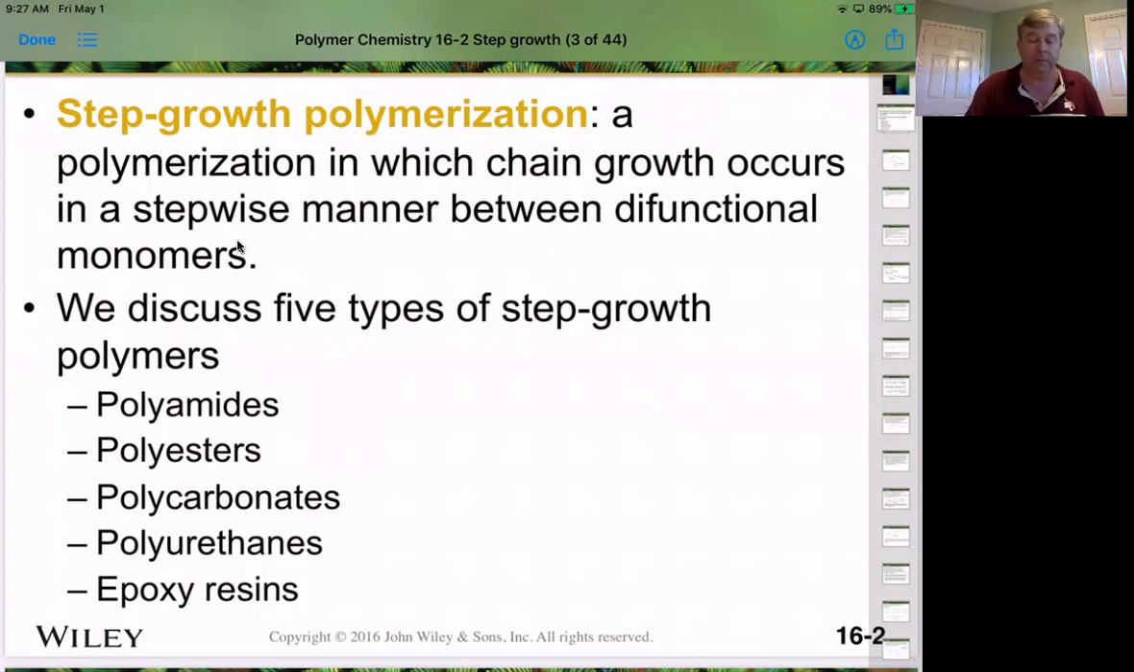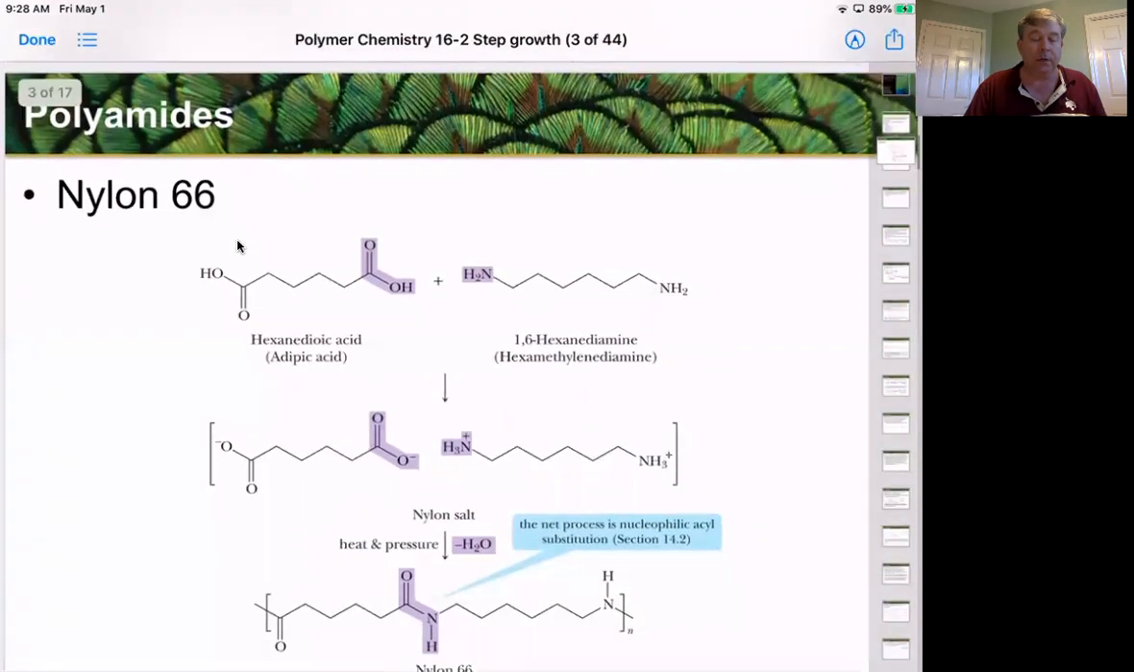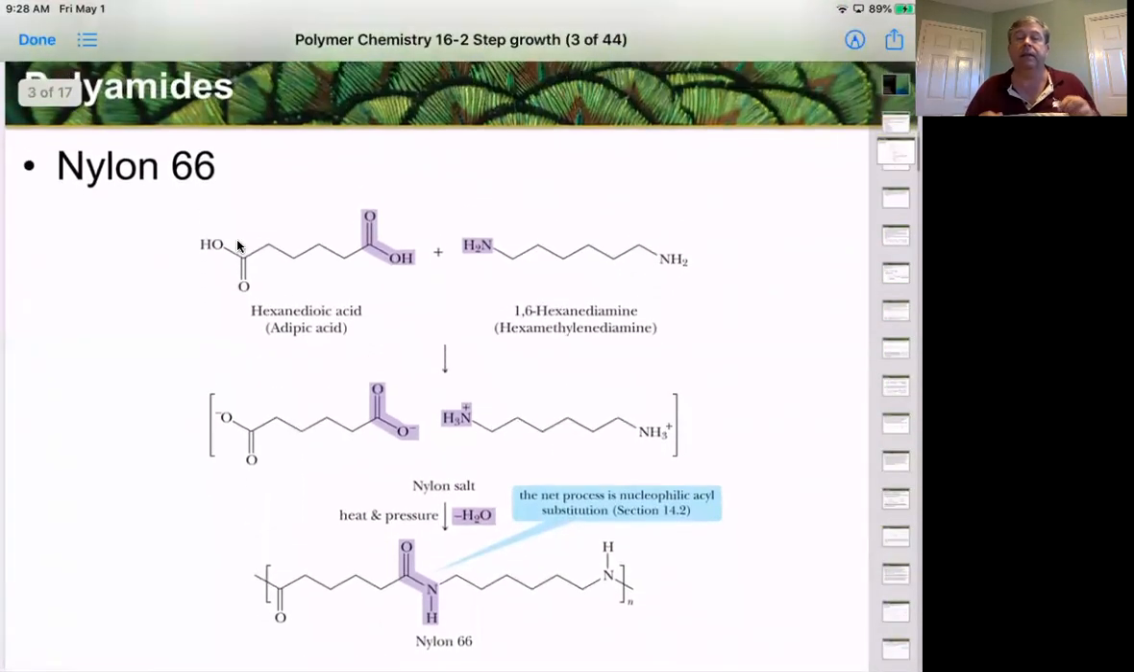Okay, so the first one we're going to talk about are called polyamides, and the first one we'll talk about is what we call nylon 6,6. In nylon 6,6, we take a 6-carbon carboxylic acid chain and we react it with a 6-carbon diamine, and that creates our polymer that has 6 carboxylic acid carbons plus 6 amine carbons, and it alternates back and forth, back and forth, back and forth.